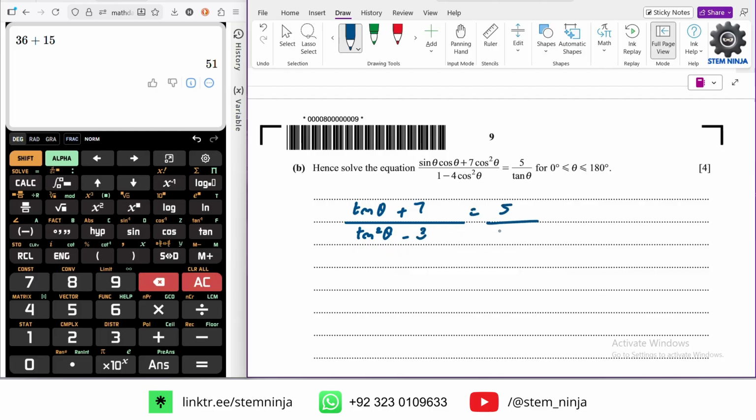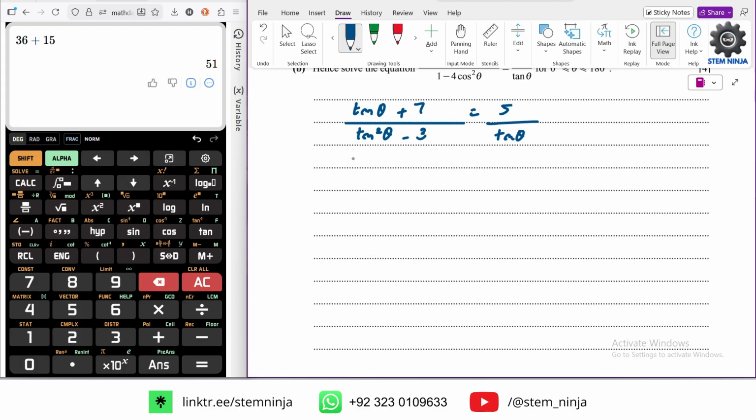Equals 5 over tan theta. So when we do the cross multiplication, this becomes tan squared theta plus 7 tan theta equals 5 tan squared theta minus 15. So bring everything on one side. This would be 5 minus 1, 4 tan squared theta minus 7 tan theta minus 15. So this is a quadratic equation. Let's see if we can get factors for this.